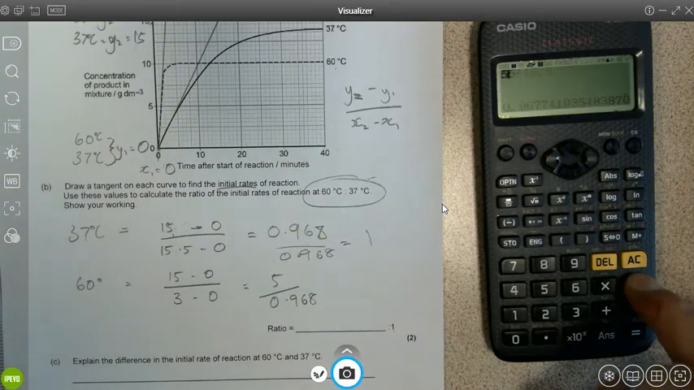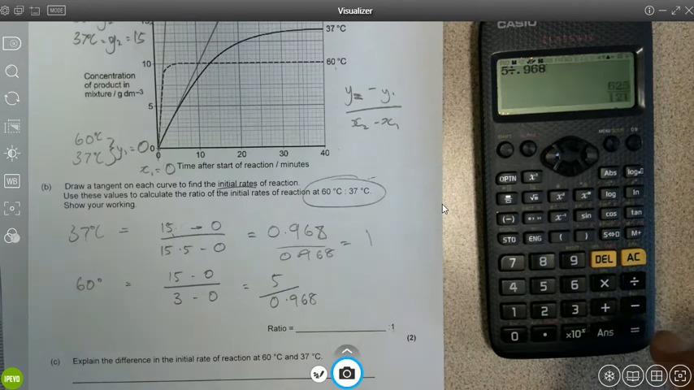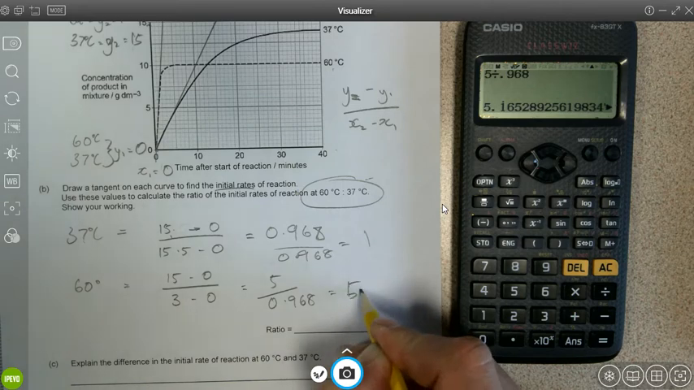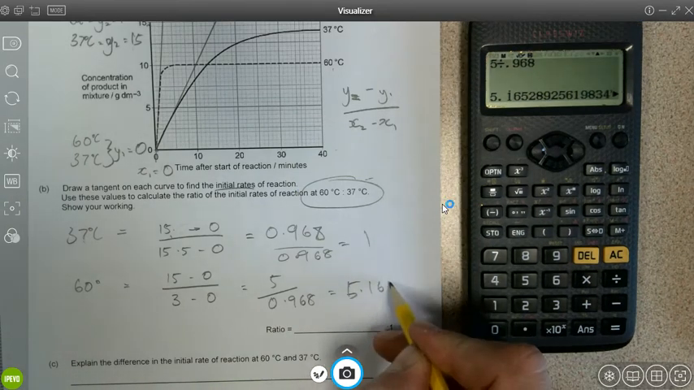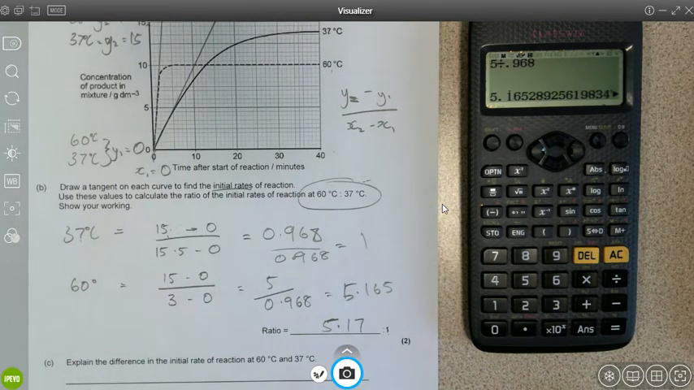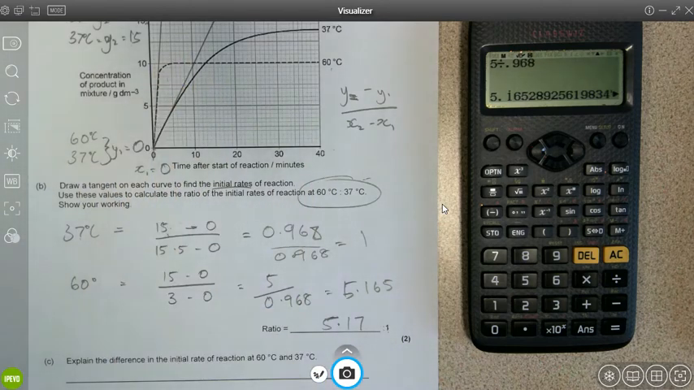0.968 equals 5.165, or we'll round that to 5.17 to 1. Okay, so meaning that the initial rate for the temperature at 60 degrees was 5.17 times faster than at 37 degrees.